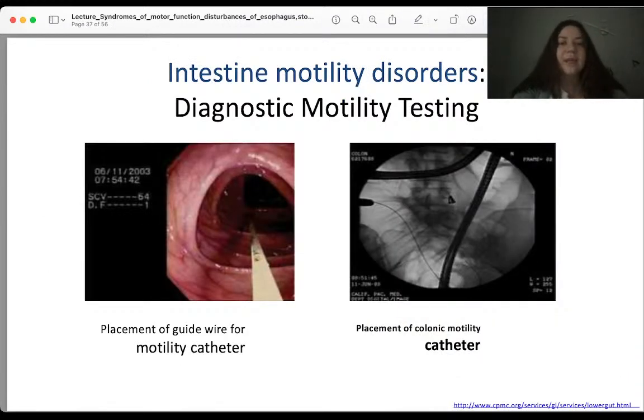Okay. Another test for diagnosis of motility disorders. Yes, it is endoscopy, and it can be lower endoscopy. And here, as an example, a placement of a guide wire for a motility catheter. Yes, we're checking the internal lower intestine and testing for motility. Here you see an X-ray, on the second picture, with a placement of a colonic motility catheter. Yes, the endoscopic view of this catheter, and the second picture is the X-ray view of the same catheter.